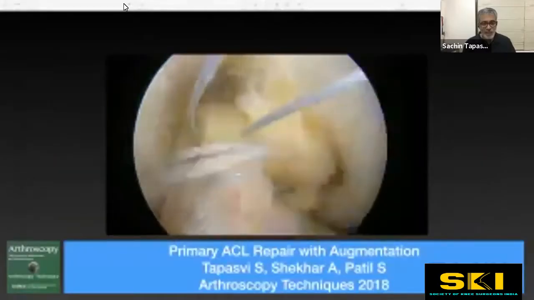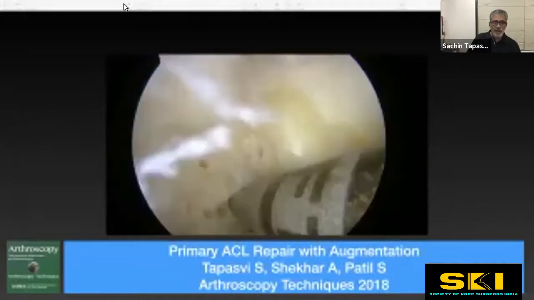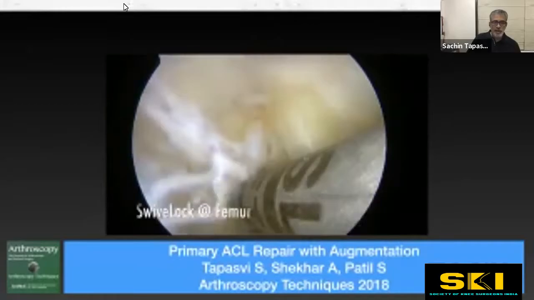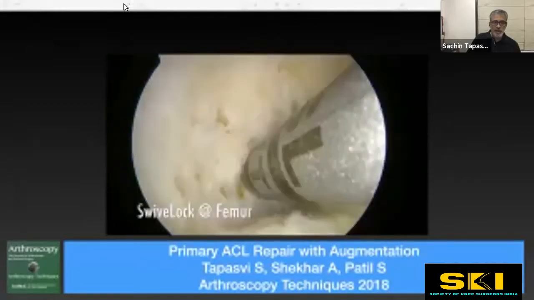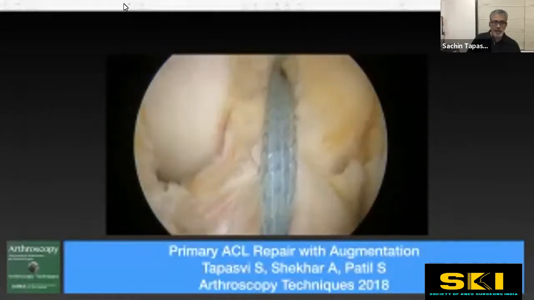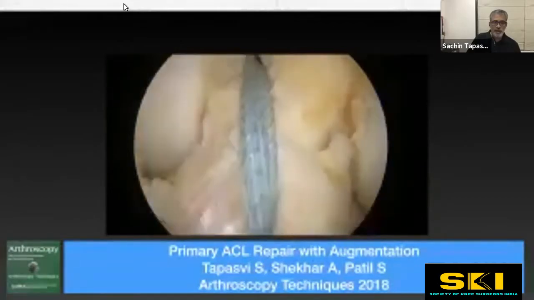The technique is well written up. We also wrote it up 2 years ago. Essentially, it consists of passing at least 4 or 5 throws of strong suture through the substance of the ACL, and then repairing it back to its insertion point with the help of knotless anchors or adjustable loops. Here we've also added an internal brace to protect this repair, which is definitely a bit controversial.